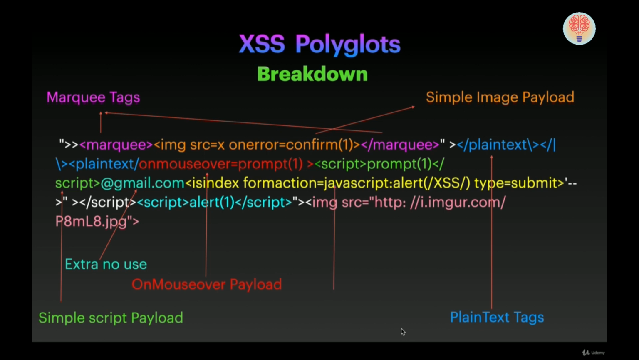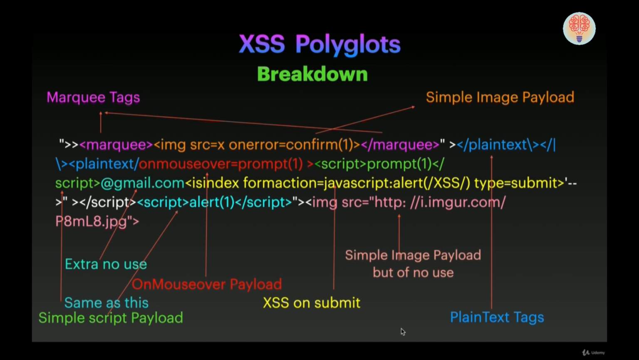Next is index form action equals javascript alert XSS type submit, which is XSS on submit. Next is script alert 1, which is the same as the simple script payload. And the last one is a simple image payload, but again of no use in this attack. So I hope you guys understood how this polyglot was made by a mixture of different XSS attack vectors combined into one XSS payload, which we used on a web application, and we were able to achieve a successful XSS.